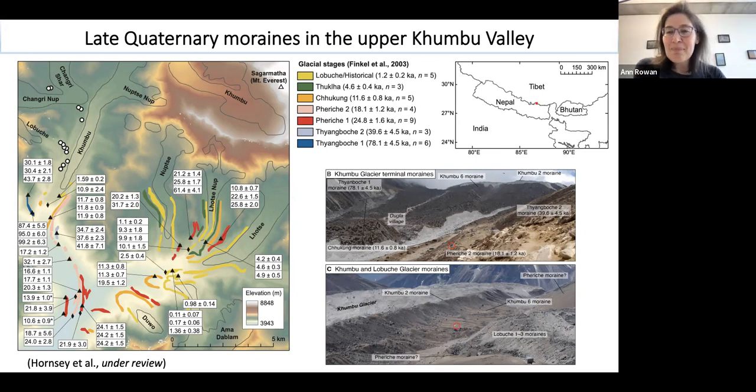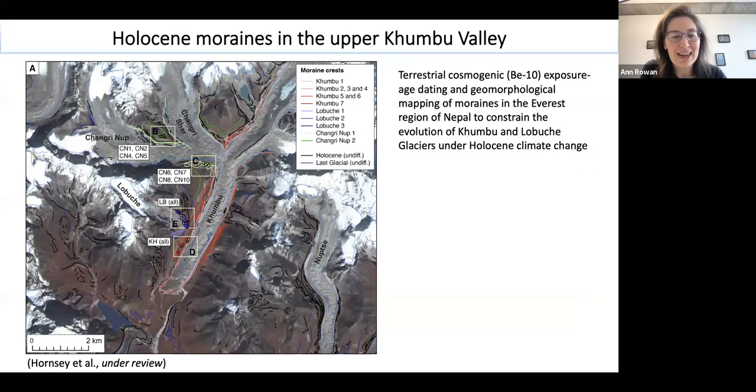Let's look at the geochronology for the upper Khumbu Valley. On the previous slide, this is the area that was undated, more proximal to the glacier. This is where we've been working, and Joe collected samples to look at the ages of the lateral moraines surrounding the Khumbu Glacier and the Changri Nup Glacier, which was a former tributary of the Khumbu until fairly recently, and the Lobuche Glacier, which is a much smaller glacier with a set of lateral and terminal moraines that are distinct from those formed by Khumbu Glacier.